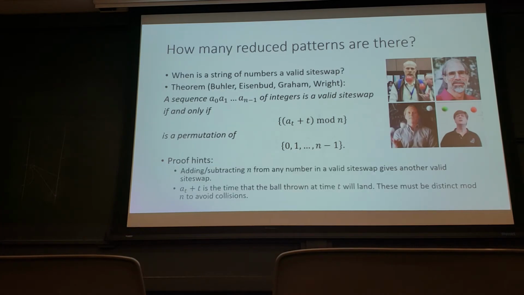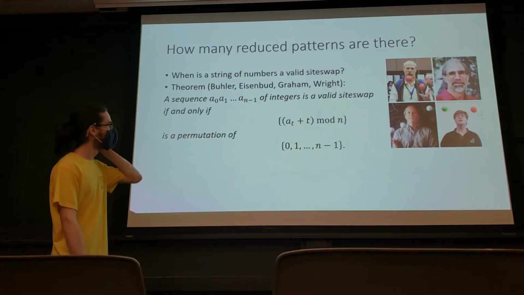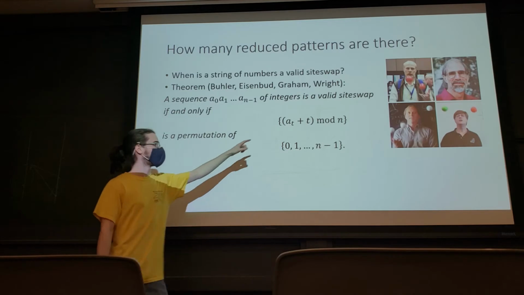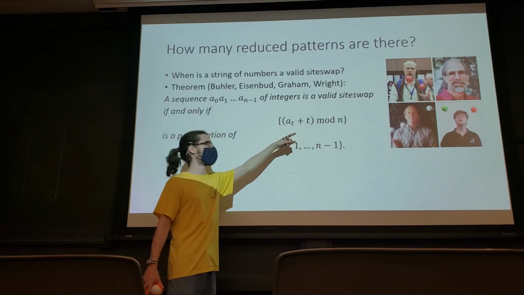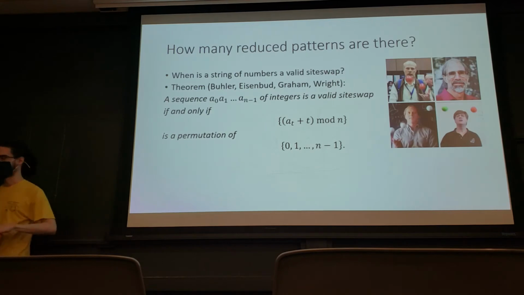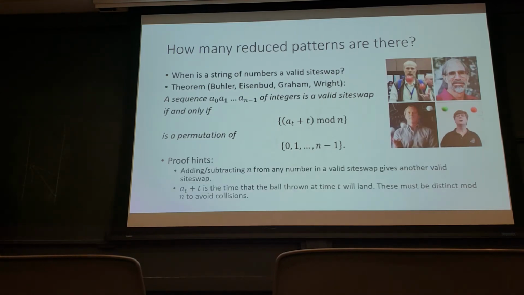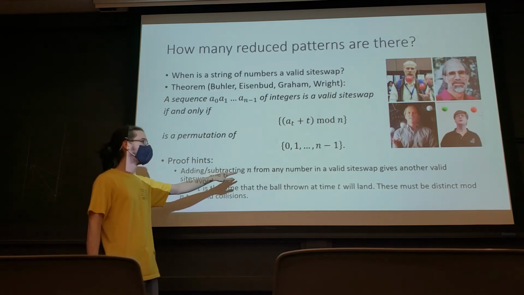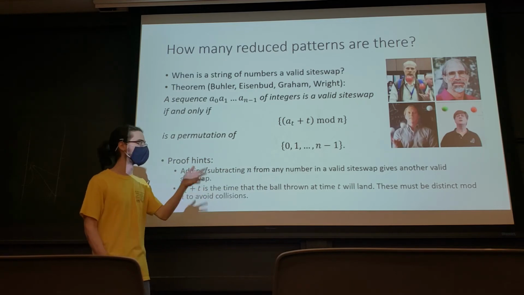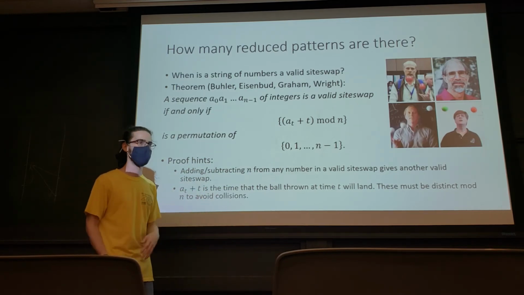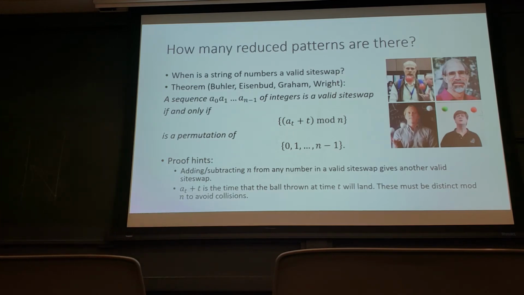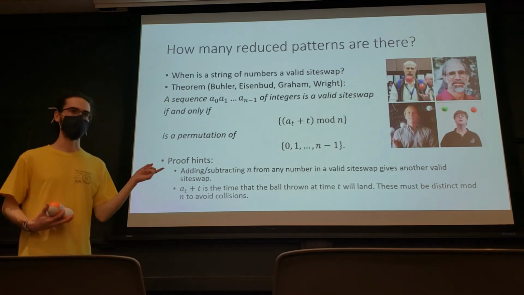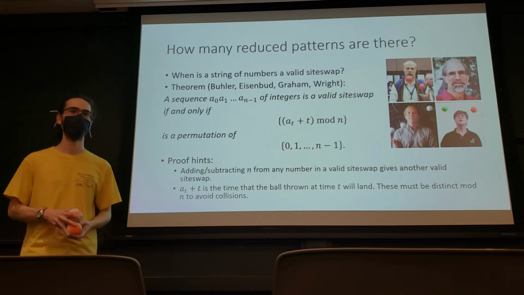Okay. So the characterization is that a sequence of integers is a valid siteswap if you add the index to the value and take it mod n, and the results are a permutation, all those numbers being distinct, basically. I'm not going to go over the proof of this. It's relatively straightforward, but the main idea is that if you add or subtract n from any number in a valid siteswap, you get another valid siteswap, just with more or fewer balls. So if you take, say, 5, 1, that has n equals 2, and I add 2 to the 1, I get 5, 3, and that's this 4-ball pattern.